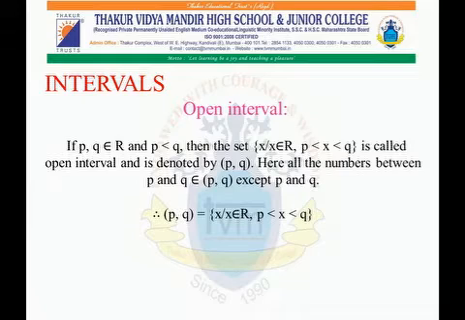Here all the numbers between p and q belong to (p, q) except p and q. Here we don't use the values p and q. All the values within the open interval are in between p and q but not p and q. Suppose we are using the open interval (1, 4). Then the values are 2 and 3 only, because we cannot use 1 and 4. Because it is an open interval, we cannot use the limiting values.